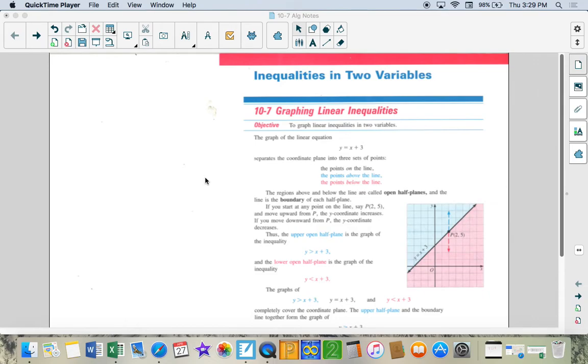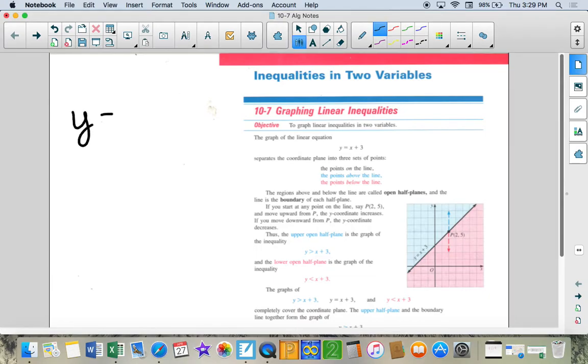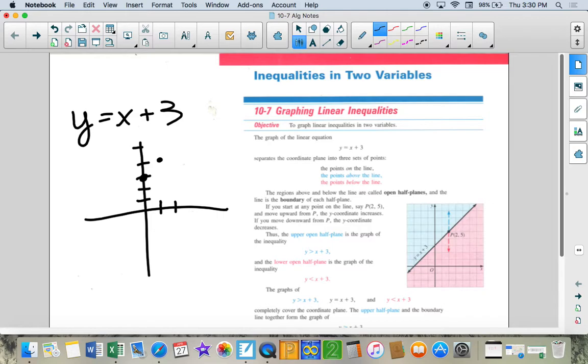All right, welcome to section 10.7, graphing linear inequalities. So linear equations, if we remember, a situation like y equals x plus 3, we would take that equation and use the y-intercept, 1, 2, 3, make a dot, and then we would use the slope. The slope is 1, so that's 1 over 1. We rise 1, run 1, rise 1, run 1.